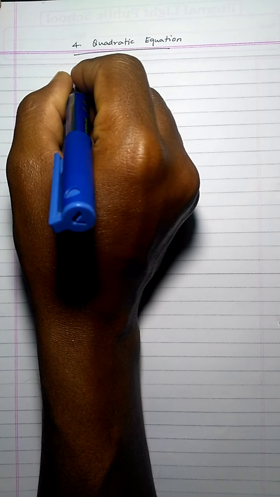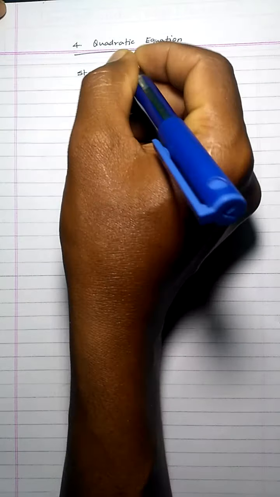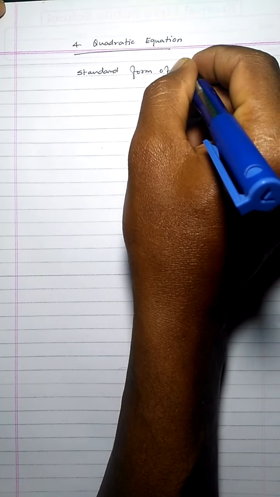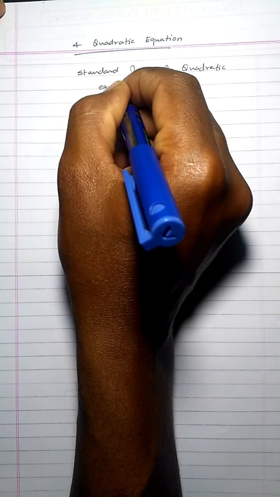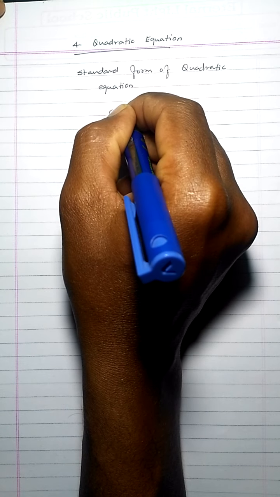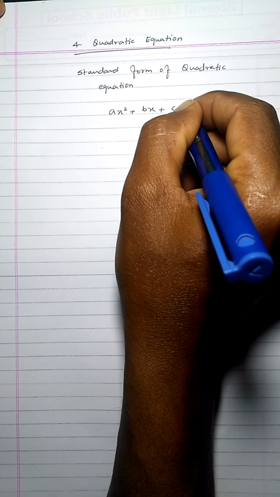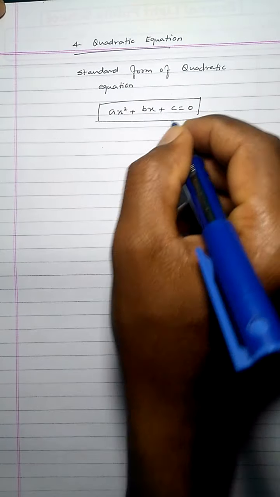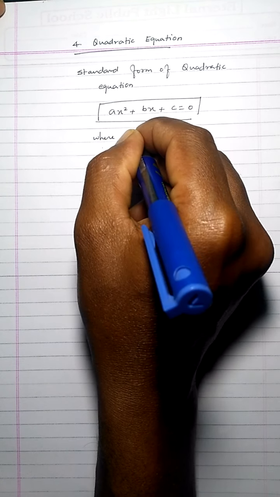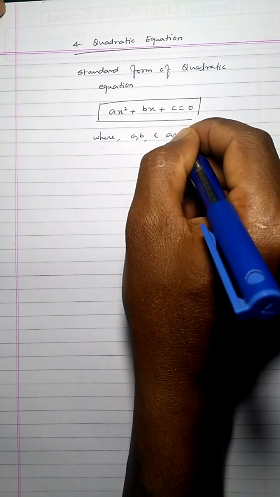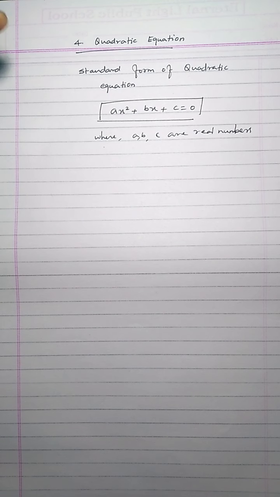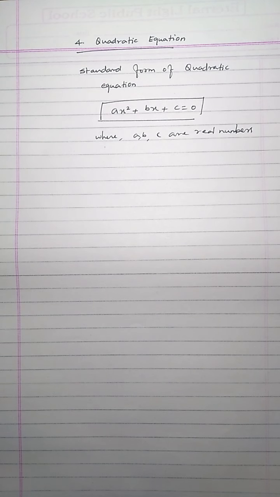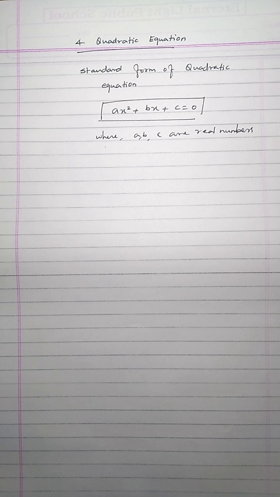Standard form of quadratic equation: ax square plus bx plus c equal to 0, where a, b, c are real numbers. Real numbers means, instead of a, b, c, some numbers will be there. So this is the standard form of the quadratic equation. Here we are going to concentrate on how to find the roots using some methods.